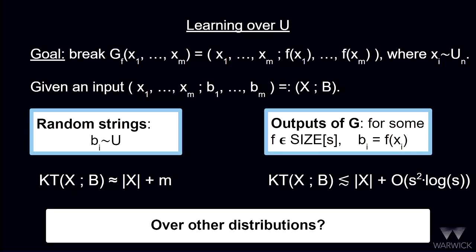Now, of course, I also haven't mentioned how we learn over other distributions. And I am going to spend a few slides talking about that next. But for now, let's just stop and think about why this argument doesn't work as is. Okay, so one issue is that with x's coming from some other distribution, there's no reason to think that KT of x will be close to its length anymore. That's not true in general.